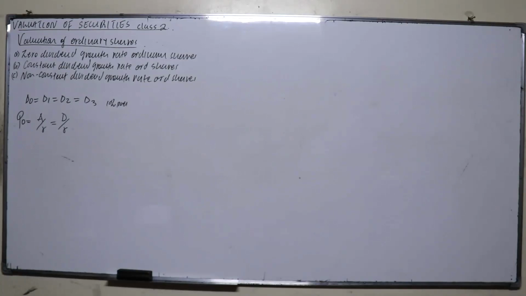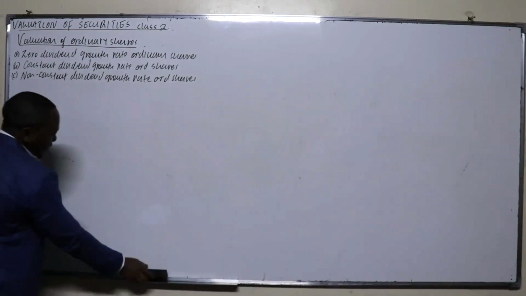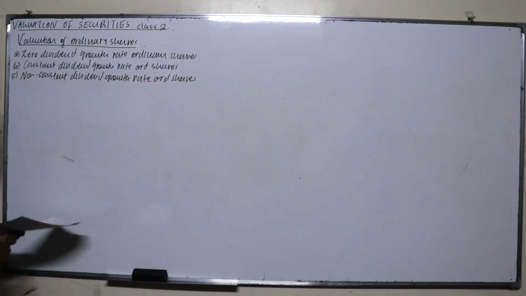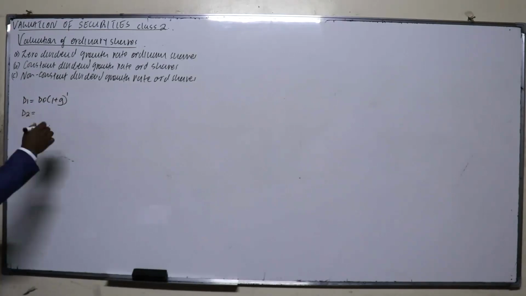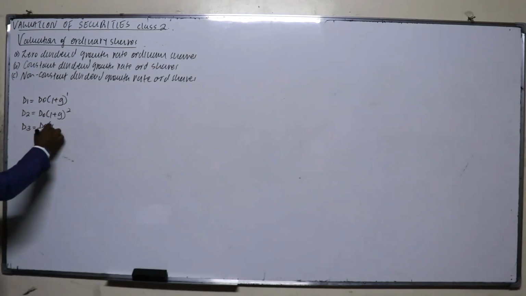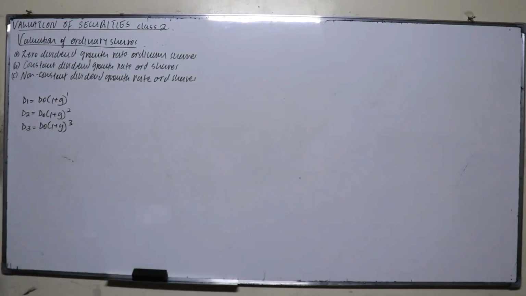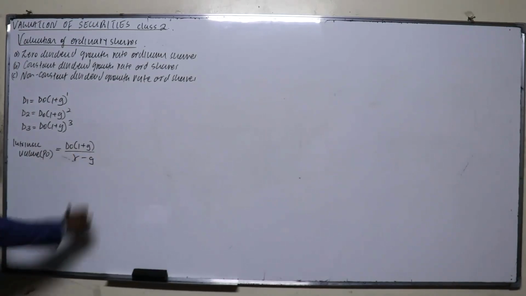In this case, the DPS, or dividend per share, will be computed as follows. In case where we have a constant dividend growth rate, if it's 10%, it's 10% per annum to infinity. So how do we get D? In case we want to get D1, you'll take D0 (1 + g) raised to power 1. For period 2, it will be D0 (1 + g) raised to power 2. For period 3, take D0 (1 + g) raised to power 3. And therefore, how do we get the intrinsic value? To get the intrinsic value, which is denoted by P0, you will take D0 (1 + g) over (R minus g).